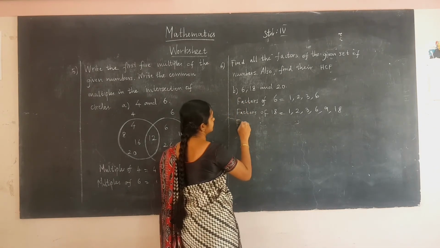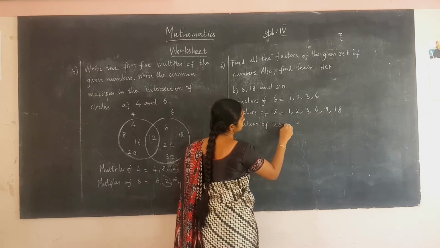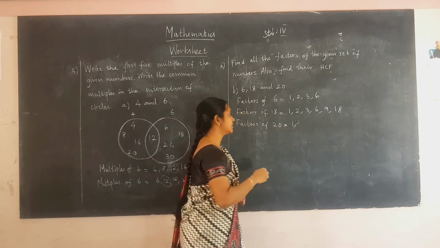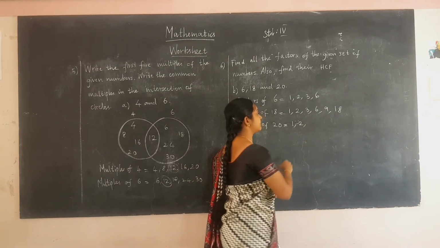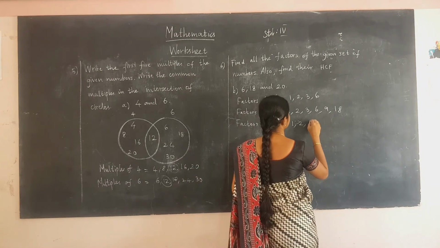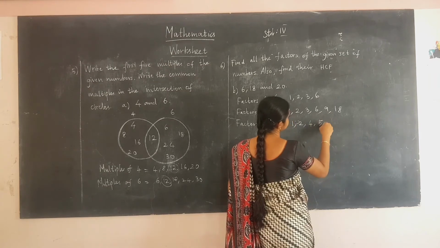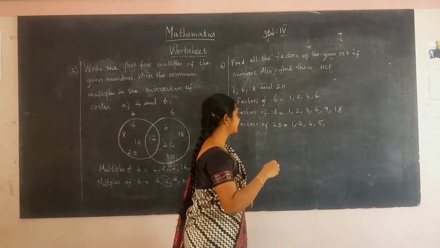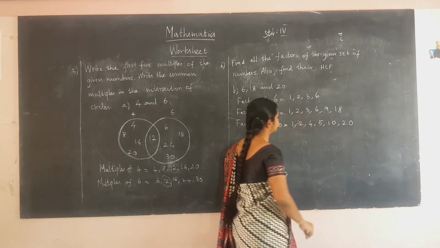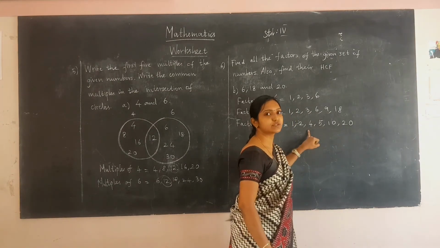Next, factors of 20. 1 is a factor for every number. Next, 2 is a factor. Next, 4 is a factor, 5 is a factor, 10 is a factor and 20 is a factor. 1 into 20 is 20, 10 into 2 is 20, 5 4s are 20.